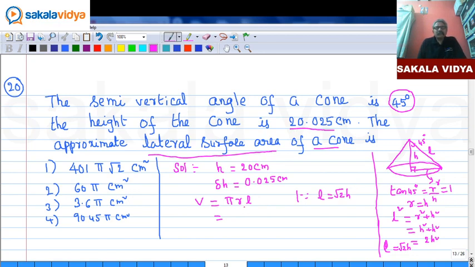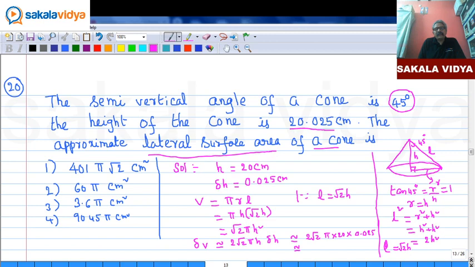Okay. So that means in the place of r h, in the place of L, root 2 h, pi h into root 2 h. This will be root 2 pi h square. So first find delta V. Delta V is approximately equal to 2 root 2 pi h into delta h. 2 root 2 pi h is 20 into delta h. Delta h is equal to 0.025.